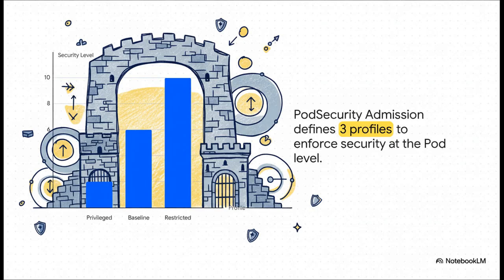Privileged is the Wild West. You can do anything. Avoid it. Baseline is a pretty good starting point that blocks a lot of common risks. But restricted, that's the gold standard. It's the highest level of security, enforcing a whole bunch of best practices on your running pods.